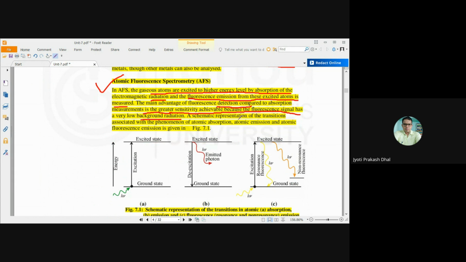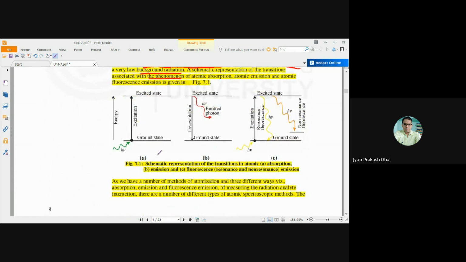A schematic representation of the transitions associated with the above three processes is given below. So the first one is figure A, that is the emission spectra.